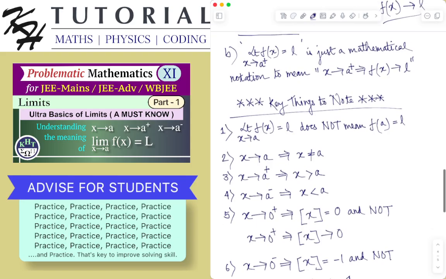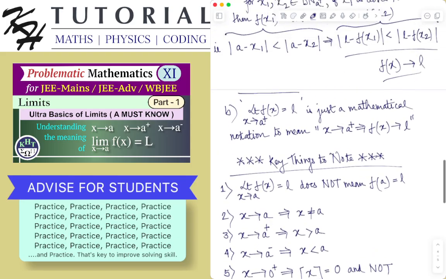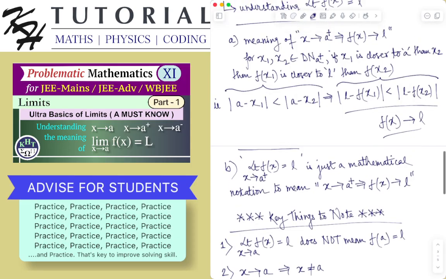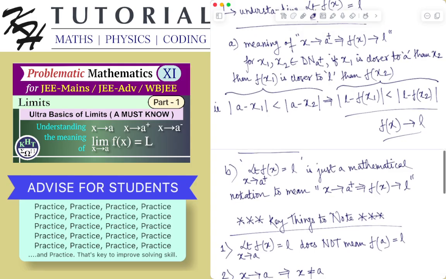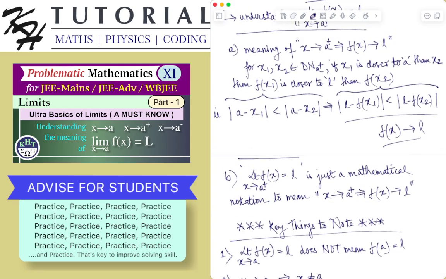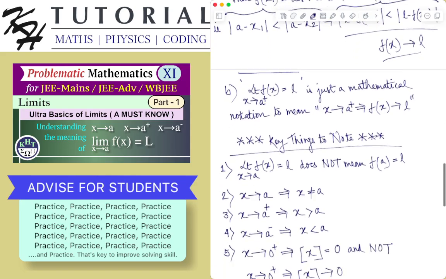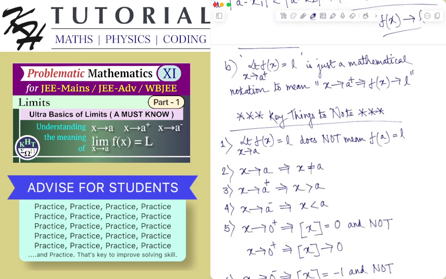Now I think, with the best of my ability, I have explained what it means by x tending to a, x tending to a plus, x tending to a minus, and the limit of f(x) when x tends to a is equal to L. Now a few key things to note: when we say that the limit of f(x) as x tends to a is equal to L, this in most cases does not mean that a is equal to L.